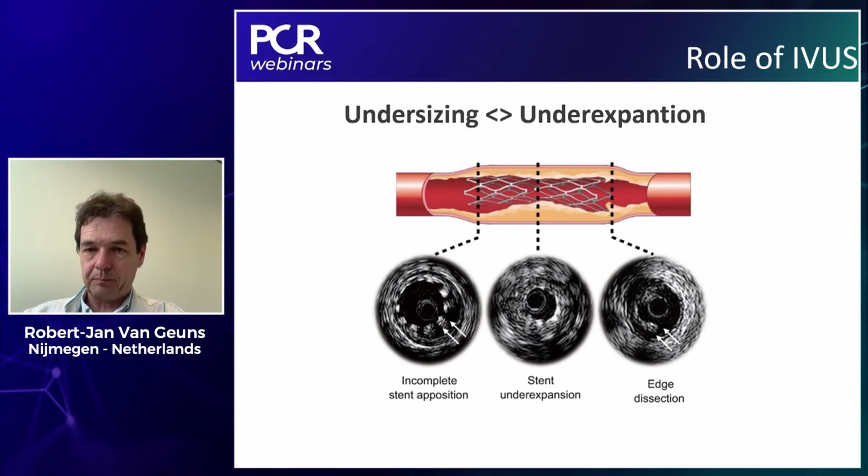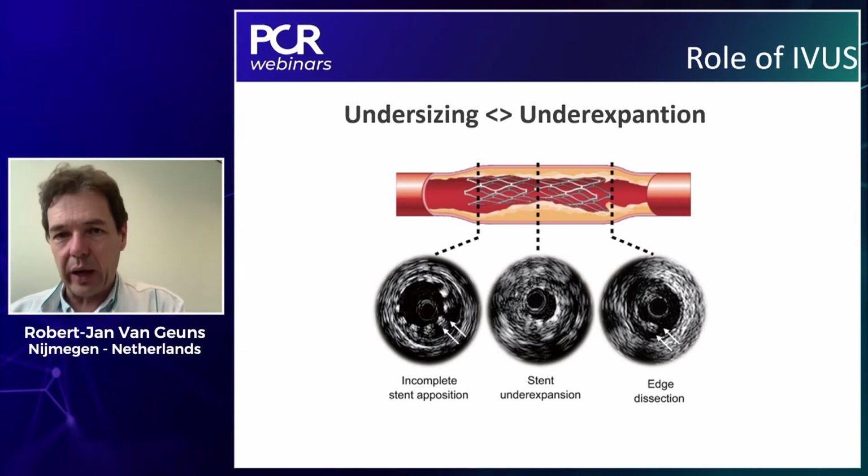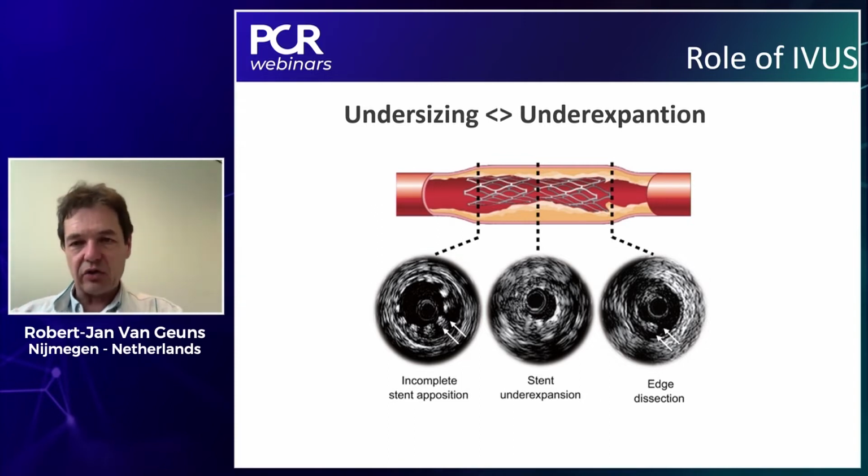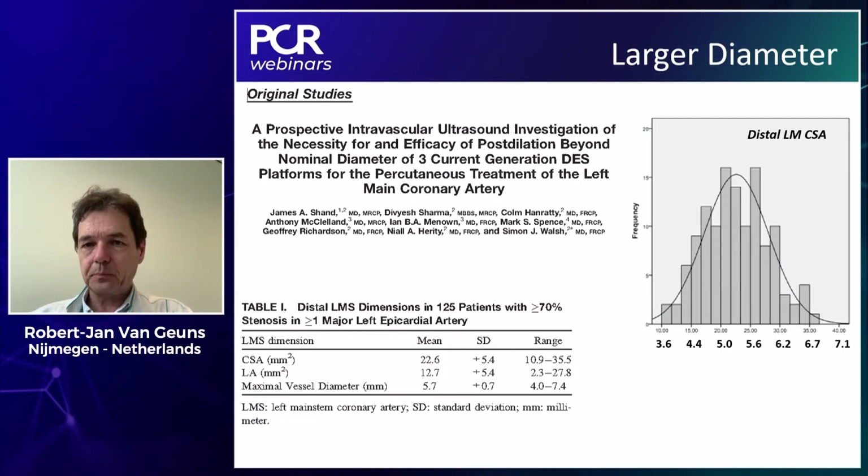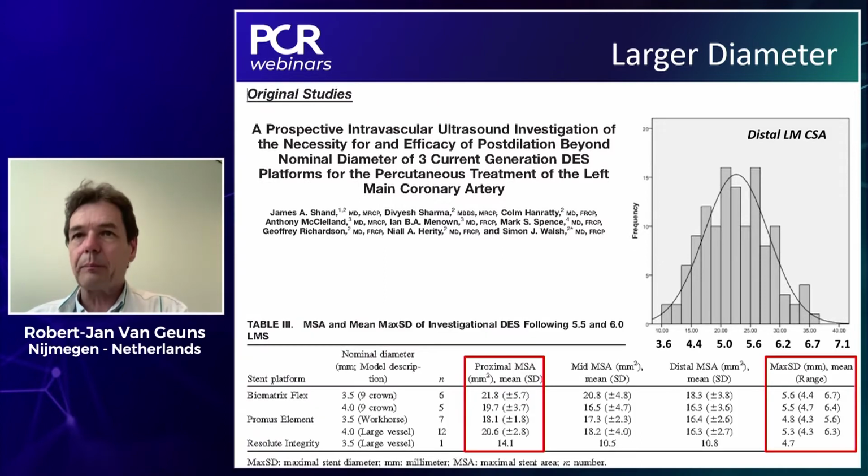Under-expansion is pretty clear, I think, for most of us: the plaque is not giving way and the stent in the middle is not as large as on the edges, and you have a remaining stenosis. So the diameter is large. That was studied in Ireland by different authors, Simon Walls and his colleague, and they realized that the diameters are usually in the middle area between 5 and 6 millimeters, which is pretty frequent.